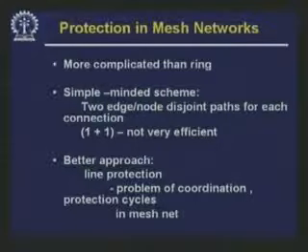Now, protection in a mesh network is of course more complicated than in a ring. A simple minded scheme would be two edge or node disjoint paths for each connection, 1 plus 1. As mentioned here, this is not very efficient. There may be many paths, and provisioning double the number of paths which are pairwise mutually node or edge disjoint may be very difficult. That may be a lot of extra provisioning in the network. A better approach would be line protection, which of course has a problem of coordination. I will show that later on, or protection cycles in mesh networks. Again, I will show this.